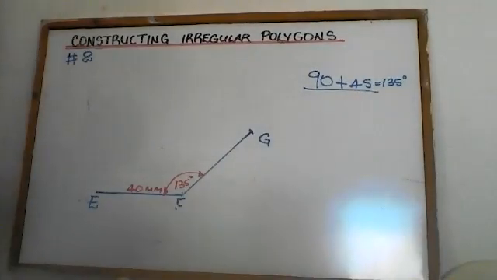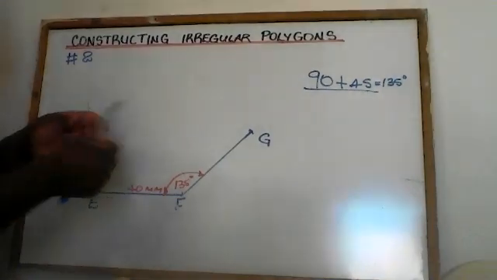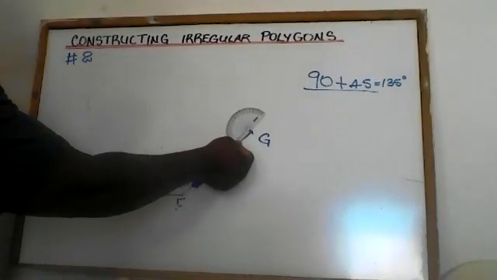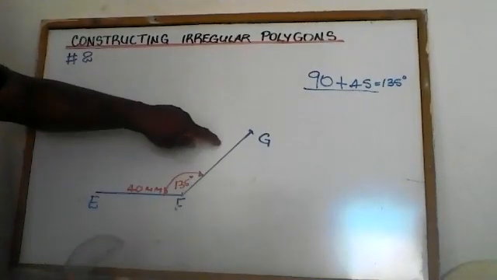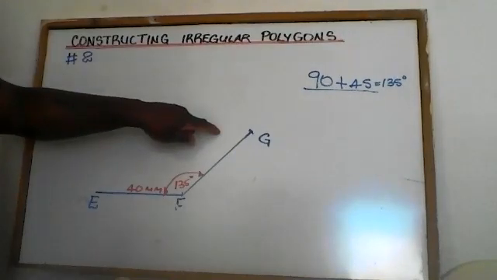Now, if you look carefully at the question, you will see that the angle at G is also 135 degrees. What are we going to do? How are we going to get this? Yes, we could use our protractor to get an angle of 135 degrees. This angle must be 135 degrees.